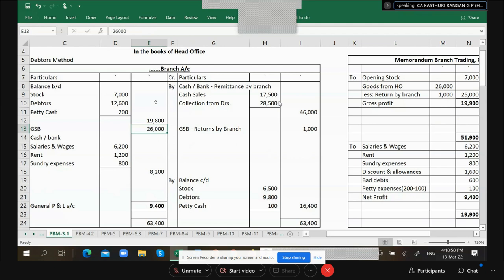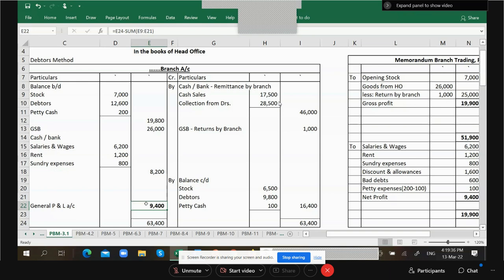Or even in case of the debtors method, you find the profit, and transfer it not to the general P&L but to the adjustment account. In that adjustment account, you make entries for removal of loading, and you'll get the correct profit. So when you follow the debtors method, the entry for removal of loading can be made in the branch account itself, or you can open a branch adjustment account to make entries for removal of loading and get the correct profit. Whereas when you follow the stock and debtors method, you will definitely have to open a branch adjustment account.